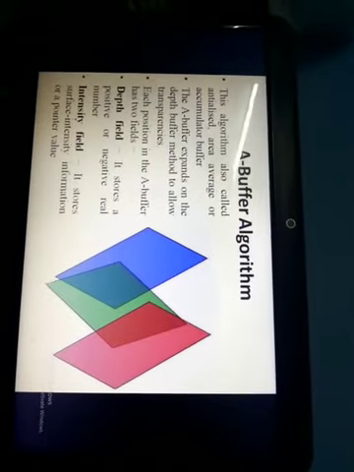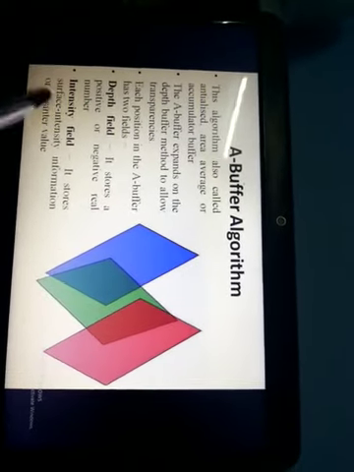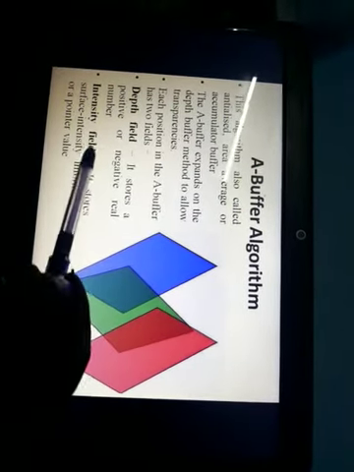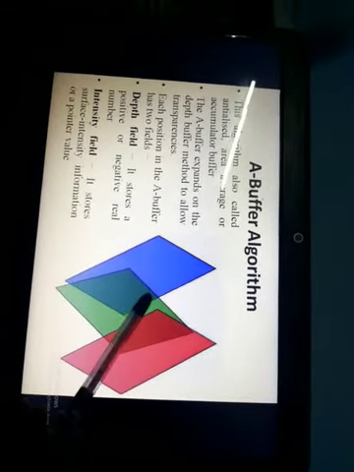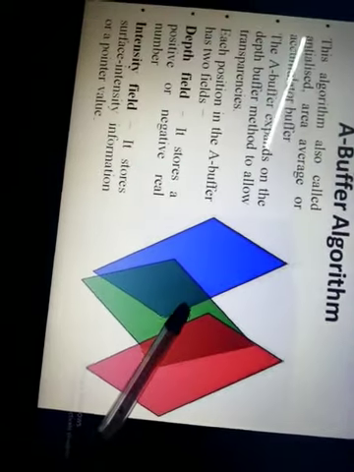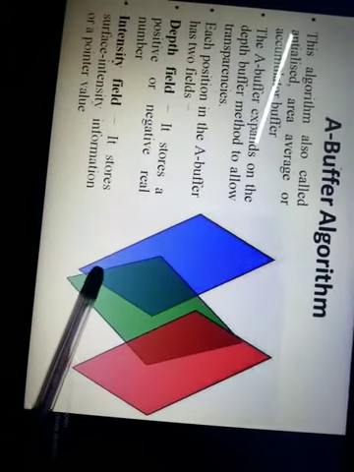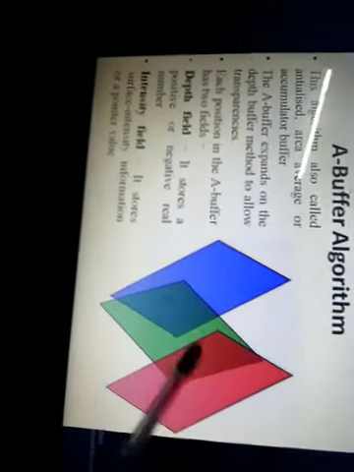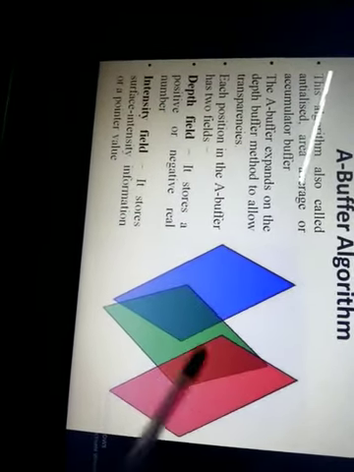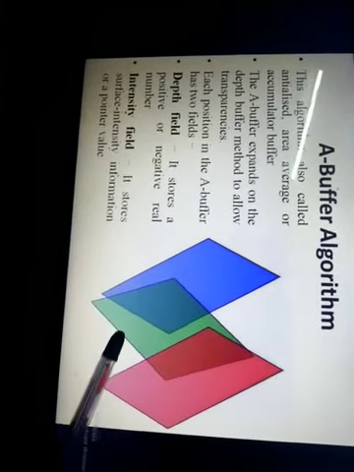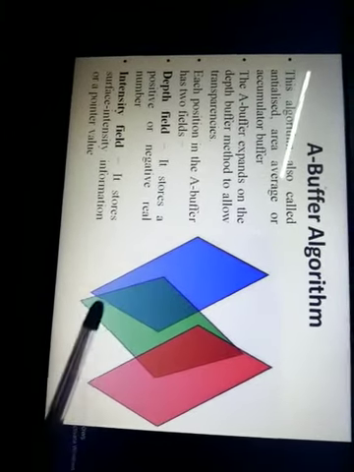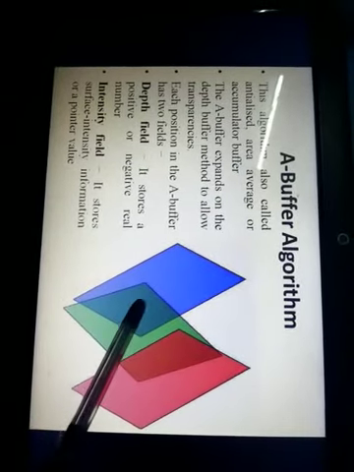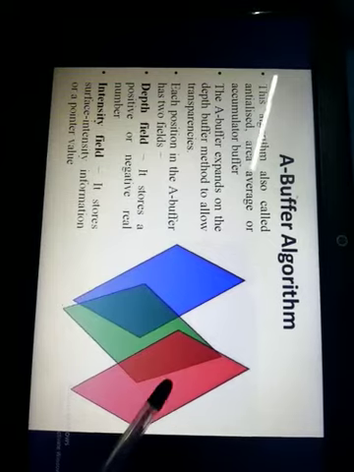So in the sense, the depth field is the calculation of everyone, but the intensity field is this one. Let's consider it a little bit here, you see. This one is the intensity field. If I consider this field or this field, these two fields contain the information of this green polygon as well as the information of this blue polygon and the information of this red polygon.